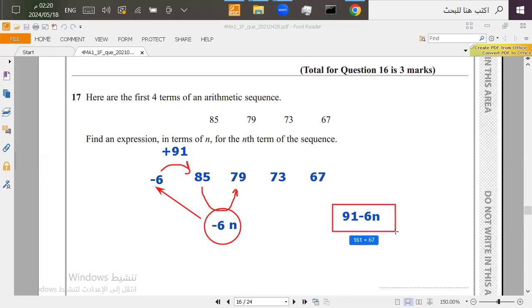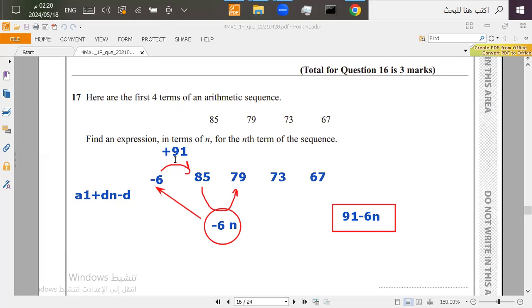Now, this is one of the methods that we use to find the nth term of the sequence. There's another method or another rule. It's the A1 plus dn minus d. Okay, so A1 plus dn minus d. So we have A1 plus dn minus d.